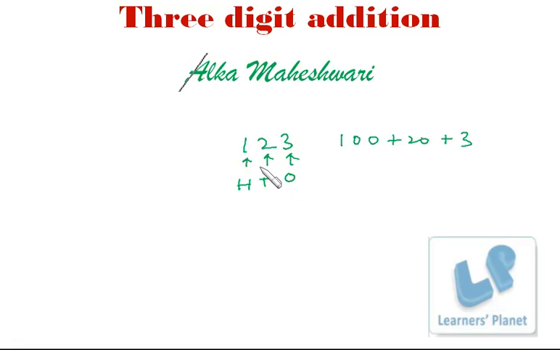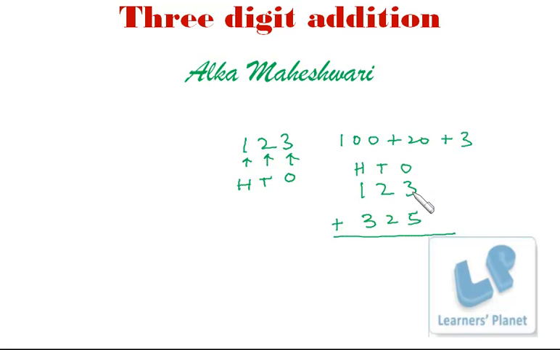So when we add two three-digit numbers, what we do? We write down like this: 1, 2, 3. This is hundreds, tens, and ones. And another three-digit number, suppose 3, 2, 5. Right? So what we do? We write the numbers like this. Then you add the numbers at ones place.